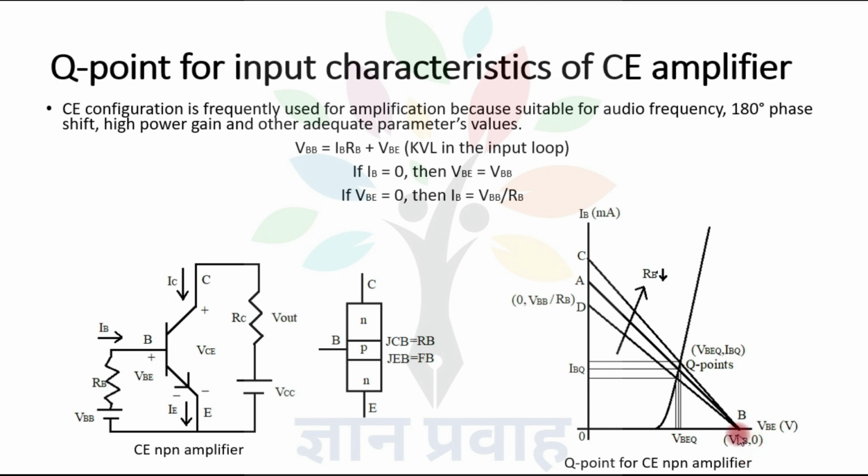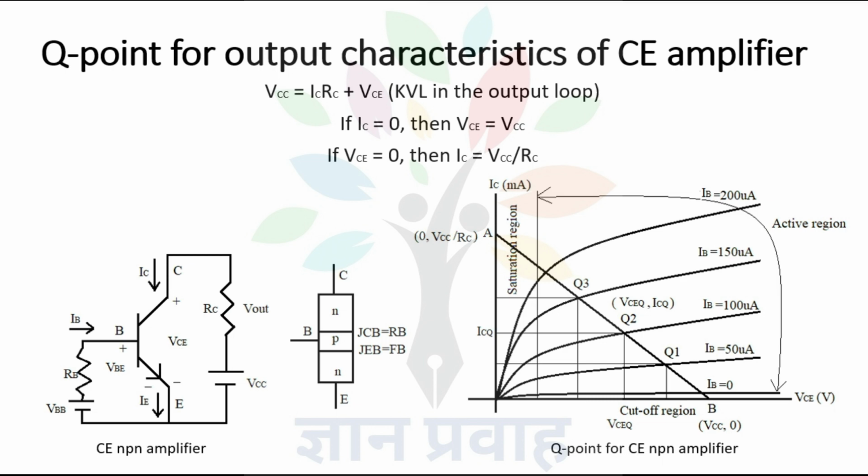Similarly here, if we change the value of VBB, then the Q point will also change. The Q point depends on the values of RB and VBB, that is the biasing voltage at the input side.